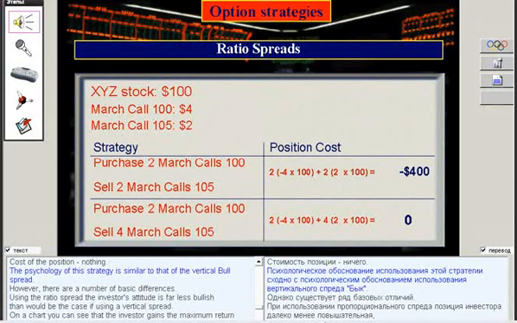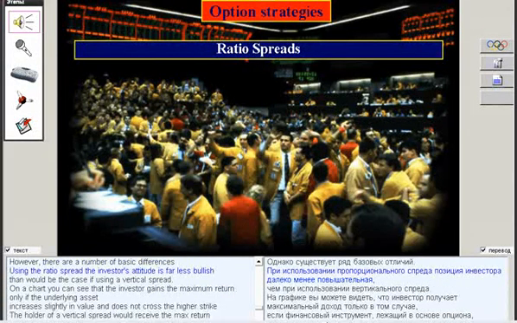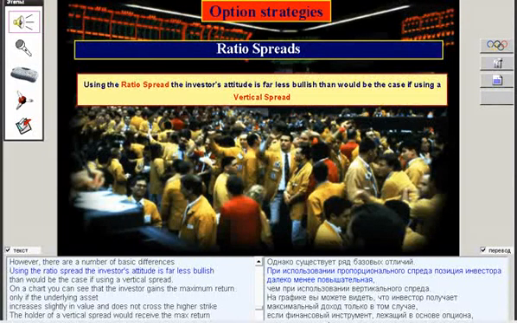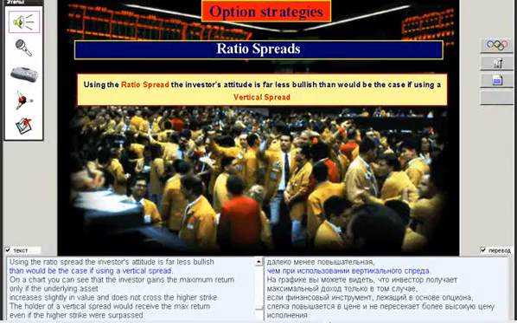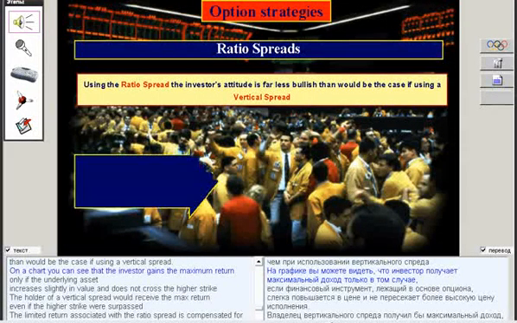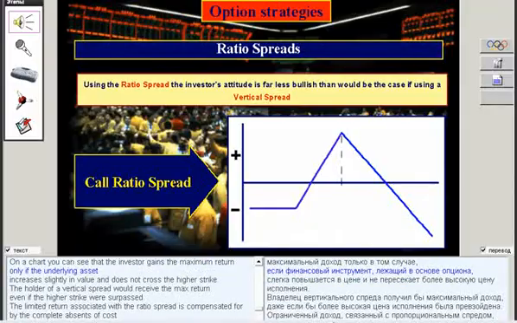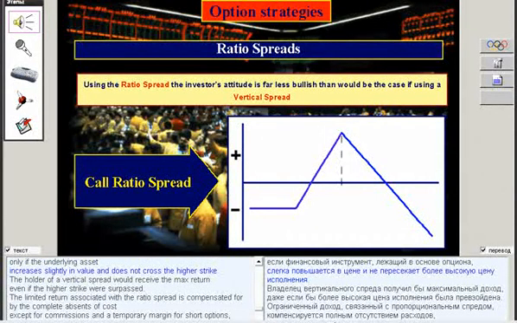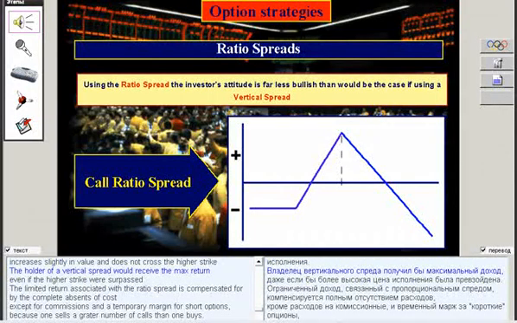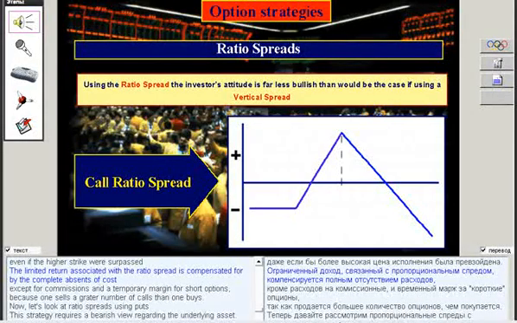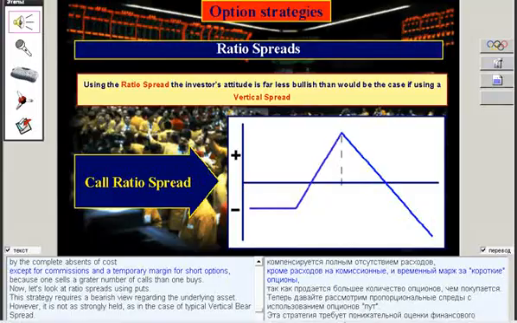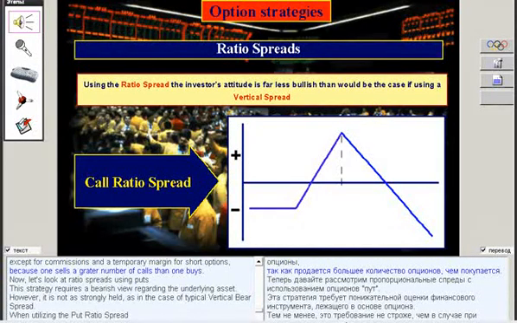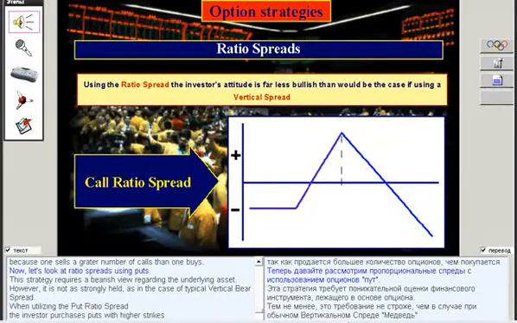The psychology of this strategy is similar to that of the vertical bull spread. However, there are a number of basic differences. Using the ratio spread, the investor's attitude is far less bullish than would be the case if using a vertical spread. On the chart you can see that the investor gains the maximum return only if the underlying asset increases slightly in value and does not cross the higher strike. The holder of a vertical spread would receive the max return even if the higher strike were surpassed. The limited return associated with the ratio spread is compensated for by the complete absence of cost, except for commissions and a temporary margin for short options, because one sells a greater number of calls than one buys.